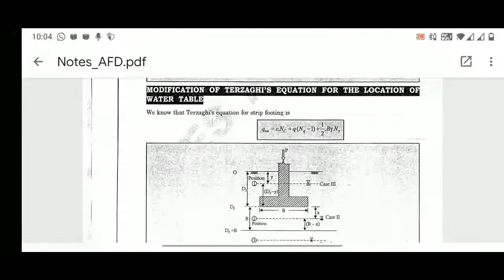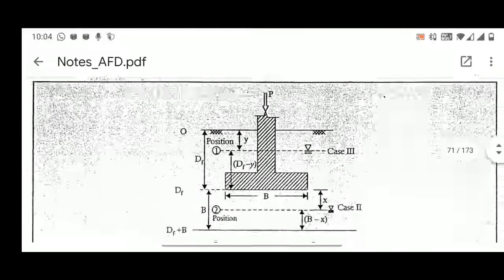Now this is basically the modification in Terzaghi's bearing capacity equation when we have the water table also. So how will we modify the Terzaghi equation when we have the water table? Now you can see in the figure, let me zoom this figure.